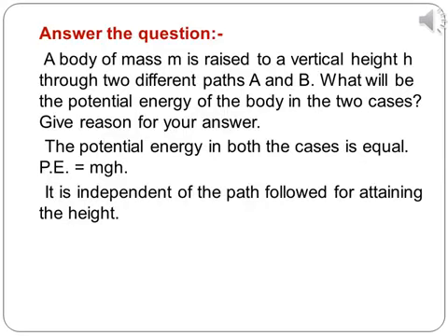Answer the question. A body of mass m is raised to a vertical height h through two different paths A and B. What will be the potential energy of the body in the two cases? Give reason for your answer. The potential energy in both cases is equal. It is equal to mgh. It is independent of the path followed by the object for attaining the height.